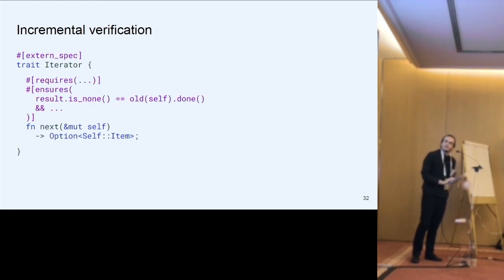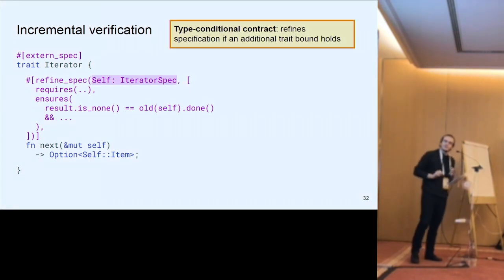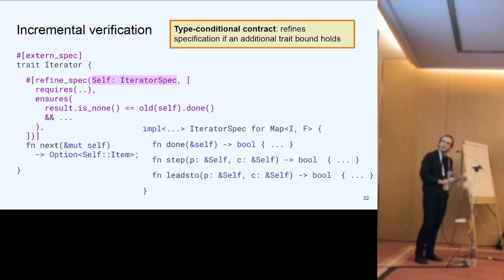And then we use our novel concept of type-dependent contracts. This is a contract which only applies if an additional trait bound is satisfied. Namely, if the current implementation of Iterator also implements IteratorSpec, then this is the contract, and you get a stronger contract that must be a behavioral subtype of it. And then to actually provide specifications for all these standard library iterators, these turn into concrete implementations of IteratorSpec, of our own specification extension trait.